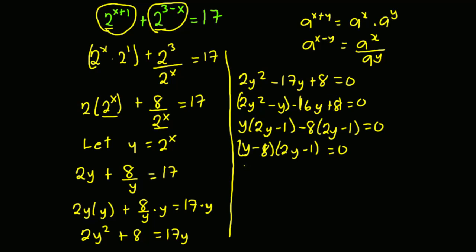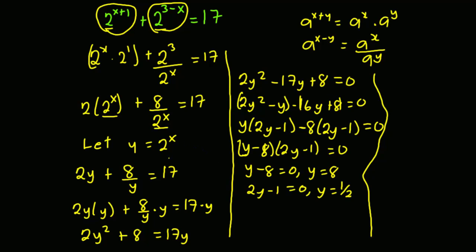By this we can see that y minus 8 is equal to 0, where y is equal to 8. Then we can also say that 2y minus 1 is equal to 0, where y is equal to 1 on 2. But we have indicated here that y is equal to 2 exponent x. So I'm just going to equate the values of y to 2 exponent x and make x the subject.